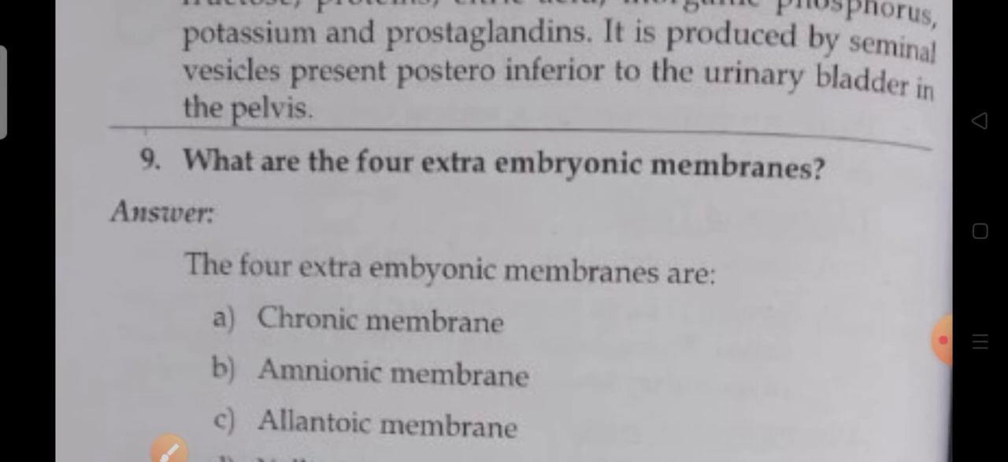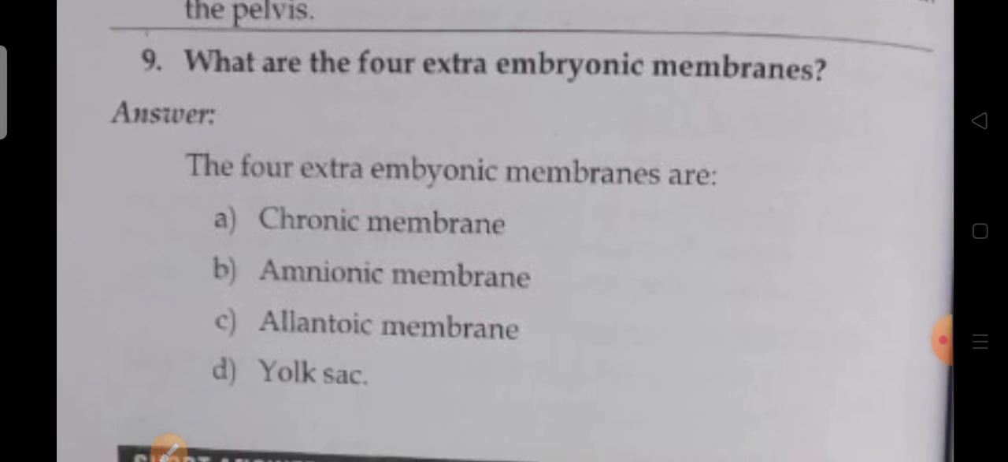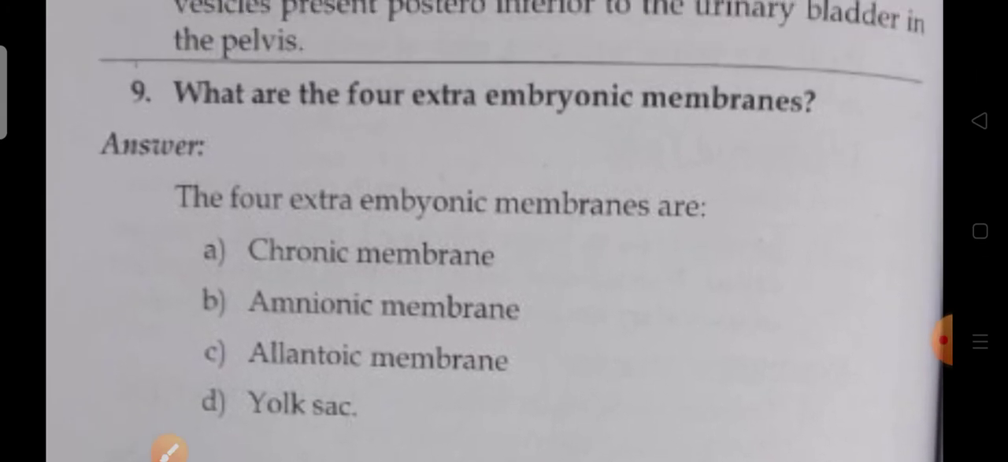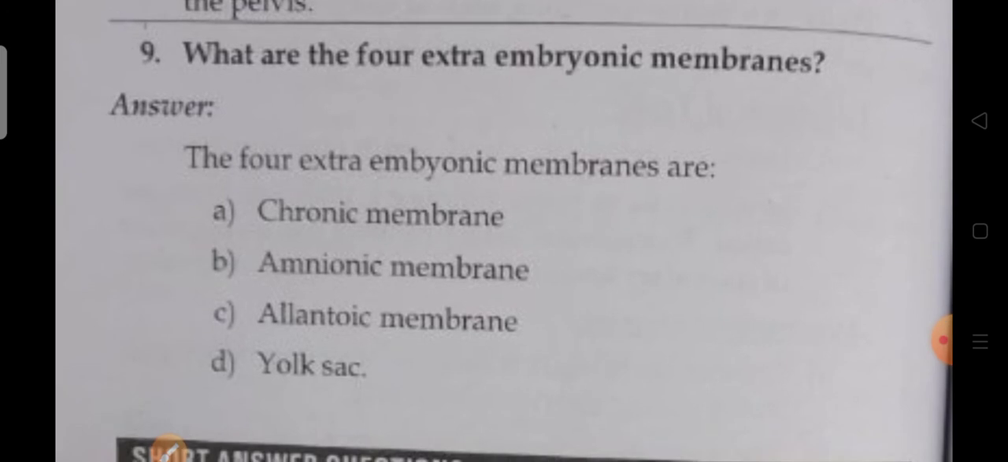What are the four extra embryonic membranes? Chorionic membrane, amniotic membrane, allantoic membrane, yolk sac. These are the four members of the extra embryonic membranes.